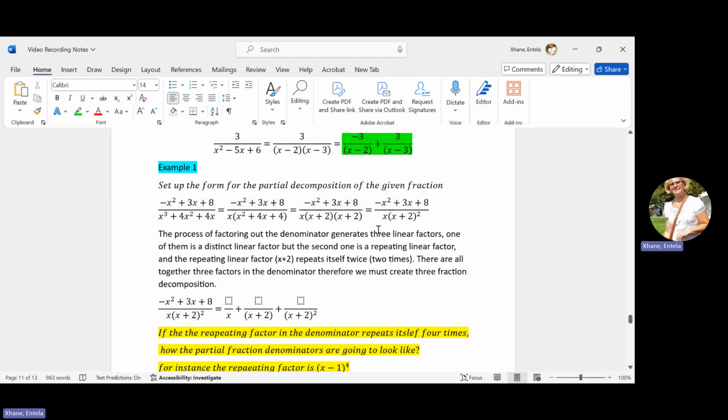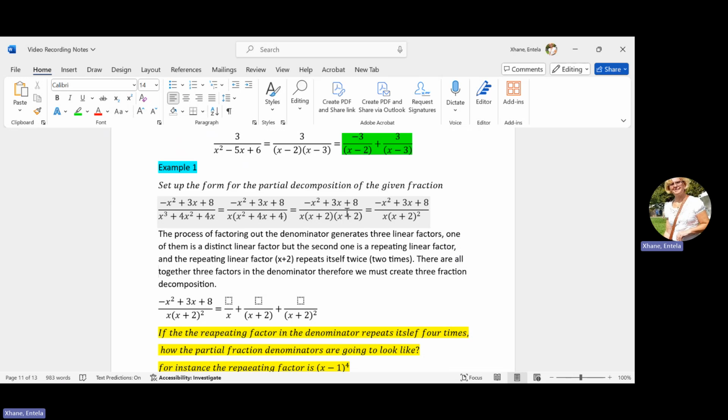Now, what gets different when you set up the partial decomposition is that you're not forgetting about the factor that is repeating itself twice. So when you set it up, how many factors are there all together in the denominator? That's going to give you how many fractions you need. You have x, one factor, you have x plus 2, two of them, and then you have x plus 2 again, three of them. So you need 3 fractions to set up the partial fraction decomposition.